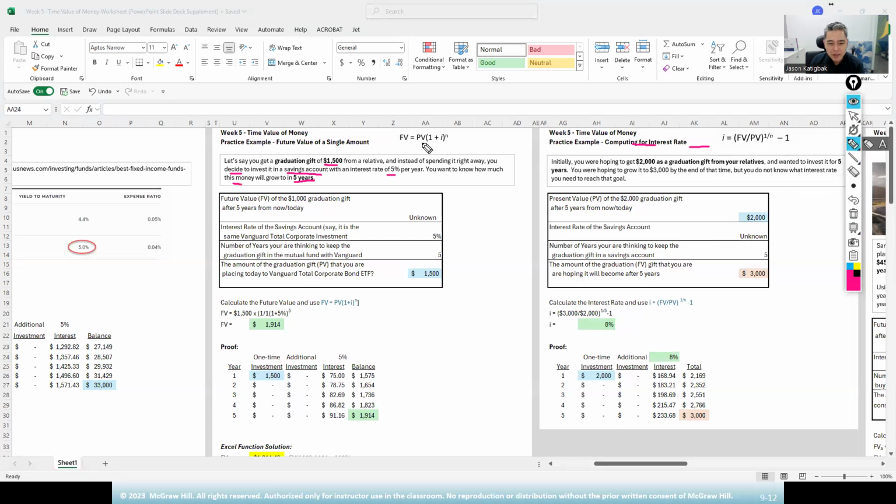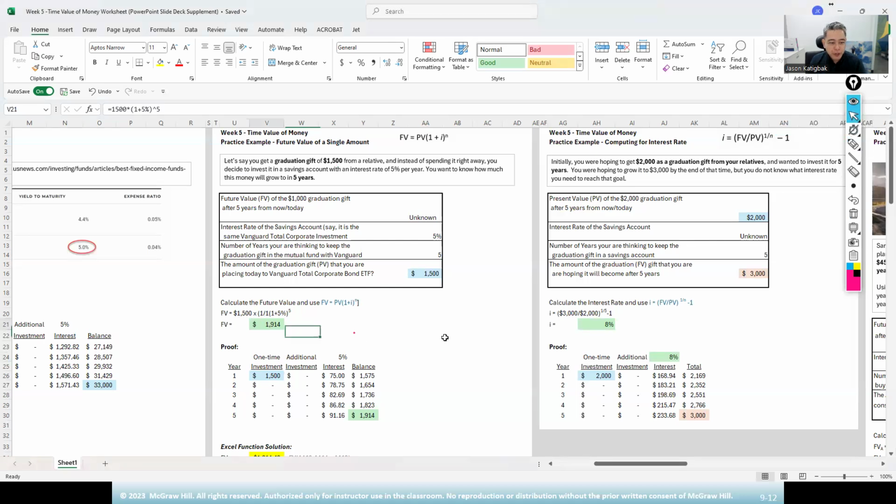The formula that we have is actually you're computing for future value, right? The present value multiplied by 1 plus i to the nth power. And then what is our n? It's 5 years. Our i, 5%. Our PV, our present value, is 1,500, the graduation gift. And then we're computing for the future value, which is the unknown.